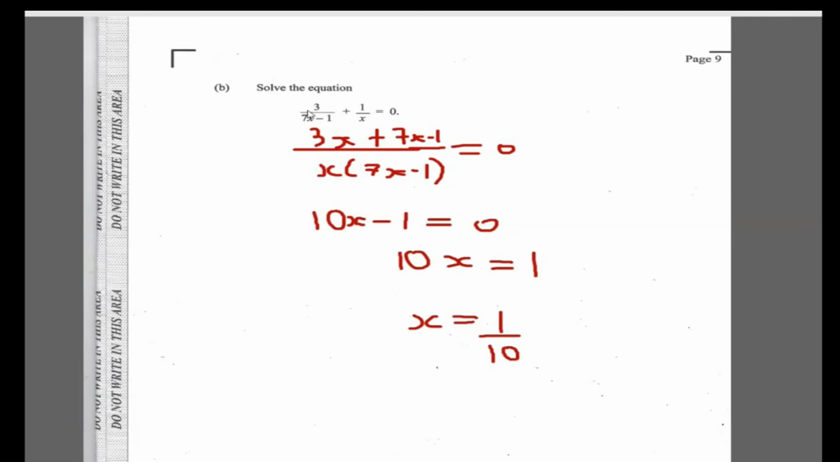So I can check it back in my calculator: 3 over 7 times 1 over 10 minus 1 plus 1 over 10. When I add them, I'm getting 0, and so I know that x is indeed equal to 1 over 10. So this answer is right. That's 3 marks. Easy.